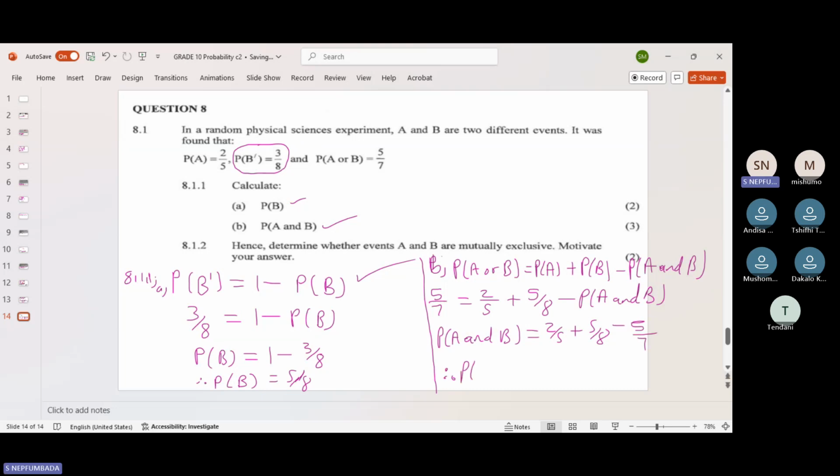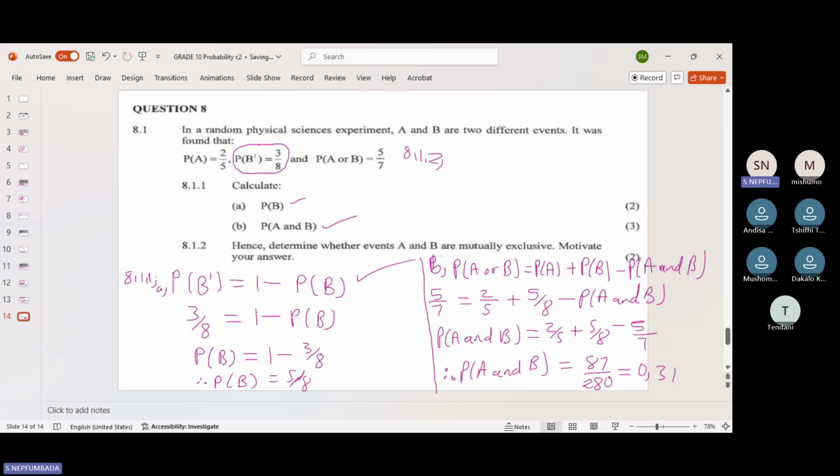Therefore, we get probability of A and B is equal to what? Eighty-seven divided by 280, which is 0.31. Good.